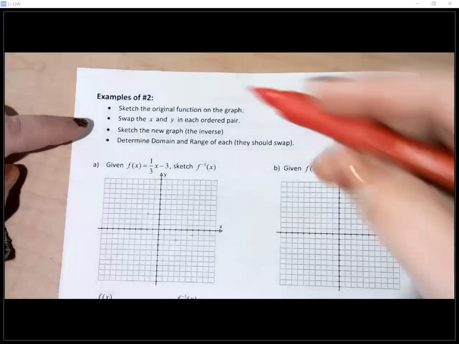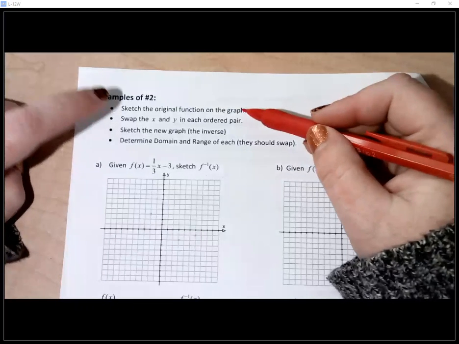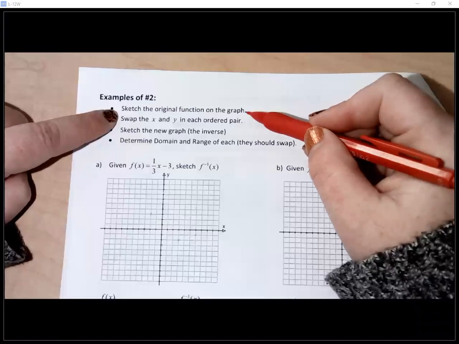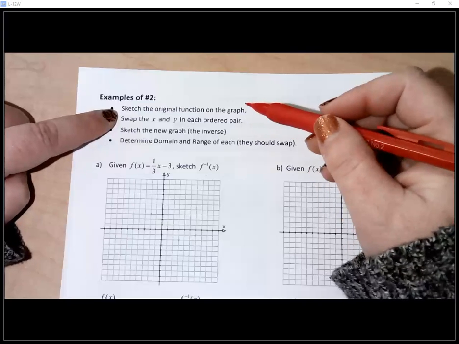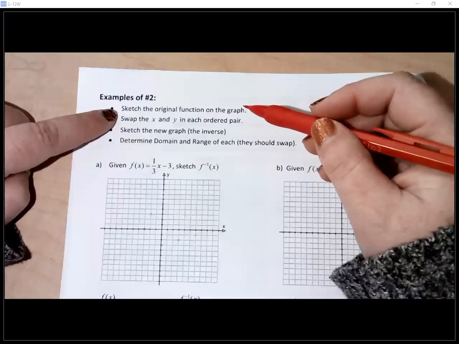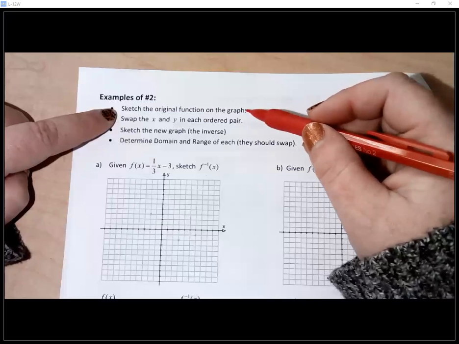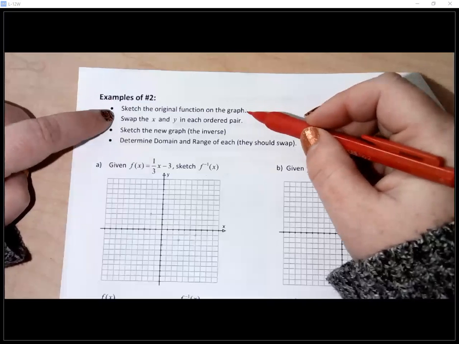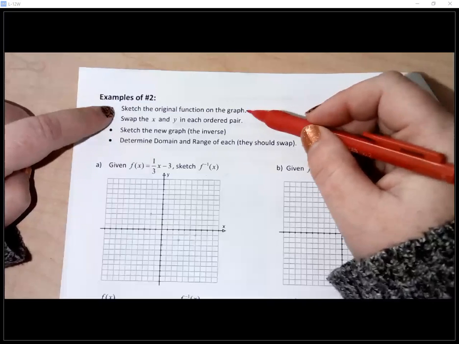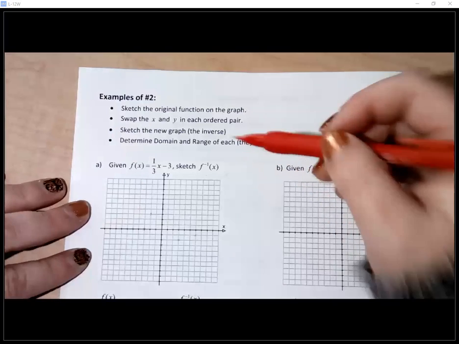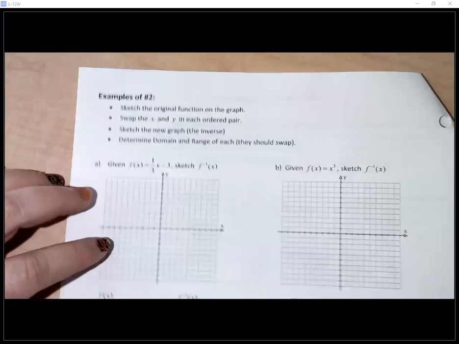First thing we're going to do is sketch the original function on the graph we're given. If you have different colored pencils or pens, this might be a good time to use them, just so you can differentiate between the original and your inverse. So everybody, let's graph the line y equals 1/3 x minus 3.